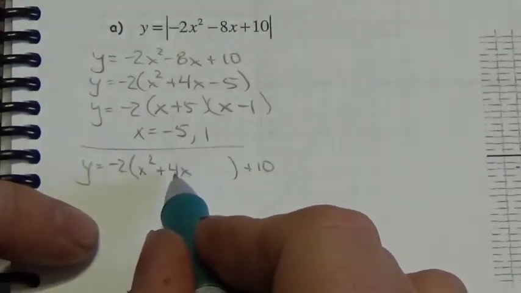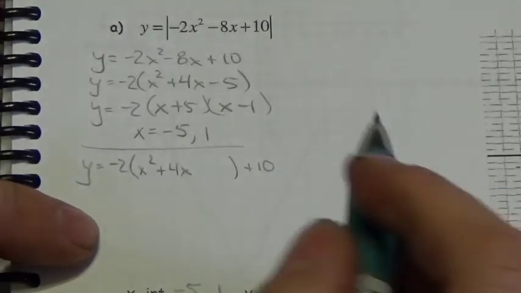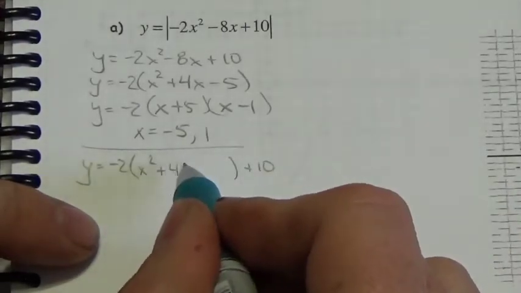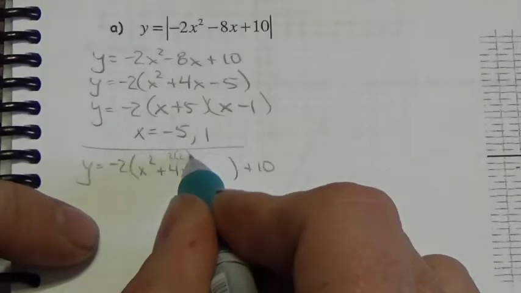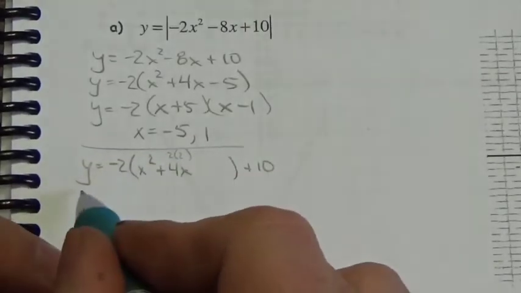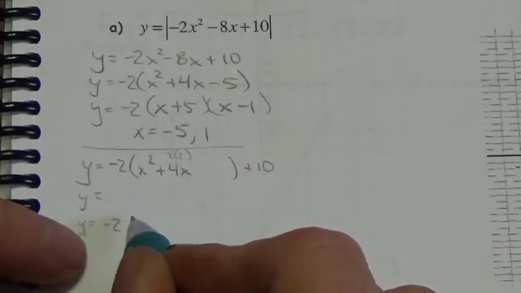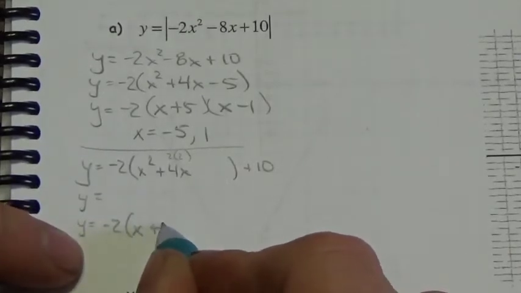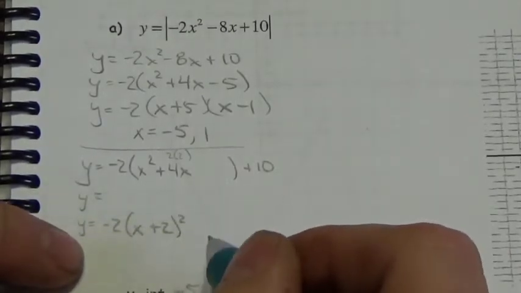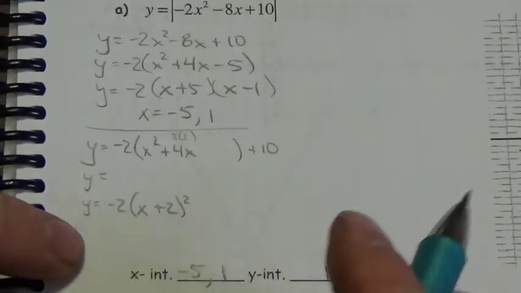Now, half of that is going to be 2, right? So if I take half of that 4 right there, I'm going to get to here. Now that means I already know 2 steps down that this is going to be -2 multiplied by (x + 2) squared. I already know that.